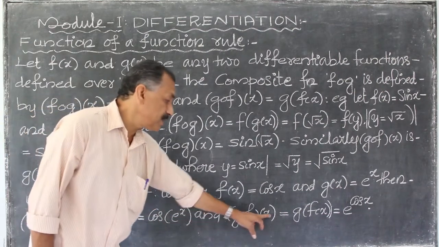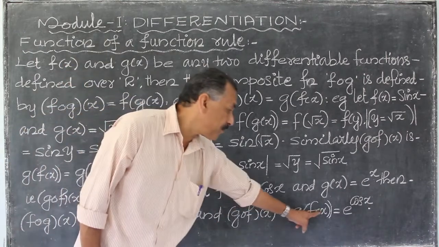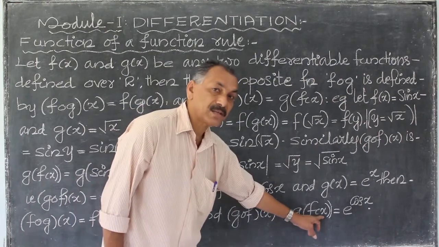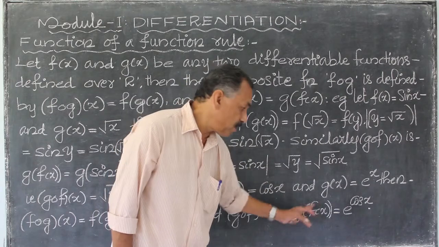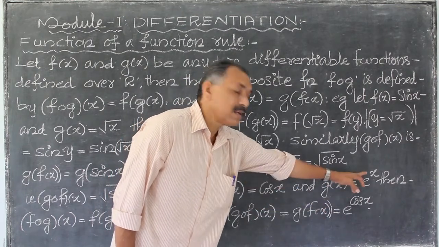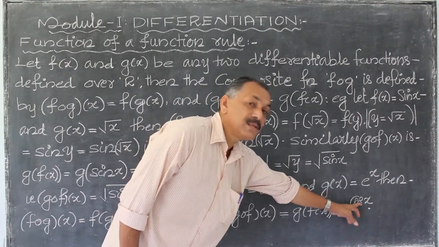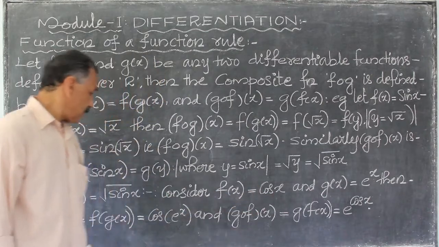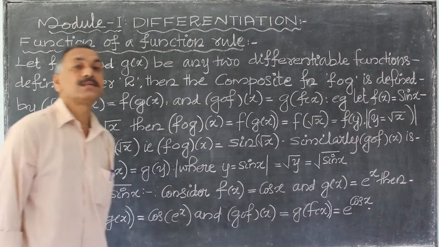Then similarly, what is g∘f of x? g∘f of x is equal to g of f of x. That is g of cos x. Let cos x be equal to y, then g of y. What is g of x? e raised to x. So g of y is e raised to y, that is e raised to cos x. So f∘g of x is equal to cos of e raised to x, and g∘f of x is equal to e raised to cos x.